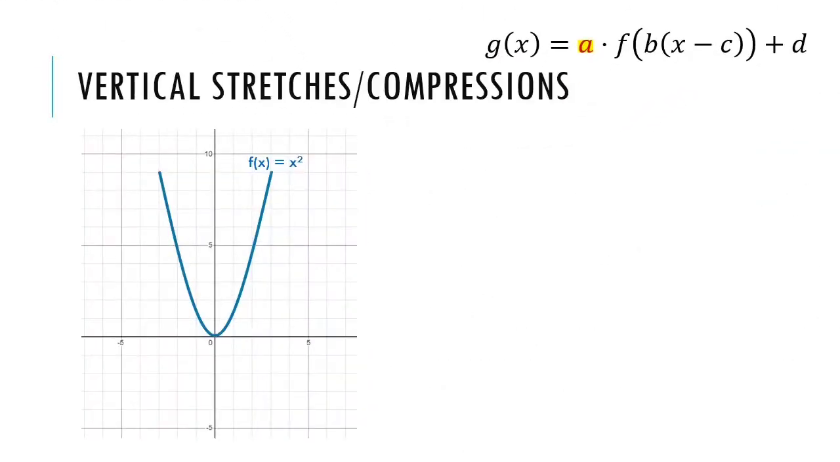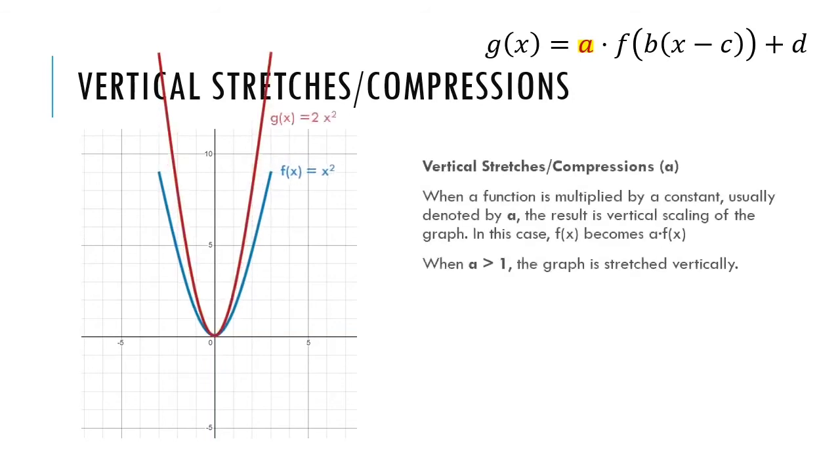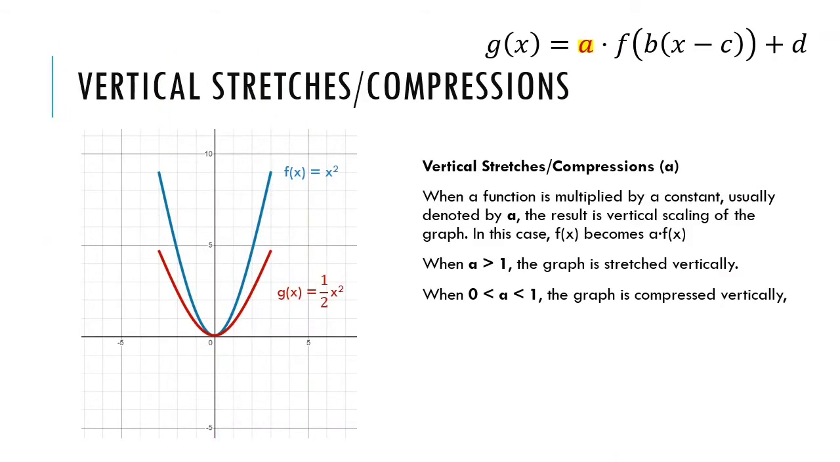Now let's take a look at vertical stretches and compressions, as denoted by the variable a. Vertical stretches and compressions is when a function is multiplied by a constant. It's usually denoted by a. The result is a vertical scaling of the graph. In this case, f of x becomes a f of x. Example, we've made a 2. So you're doing 2 times x squared. When a is more than 1, the graph is going to be stretched vertically. Or I should say between 0 and 1, it's compressed.